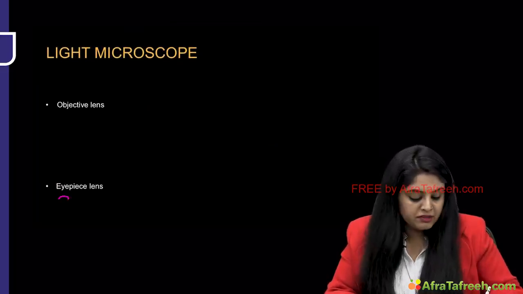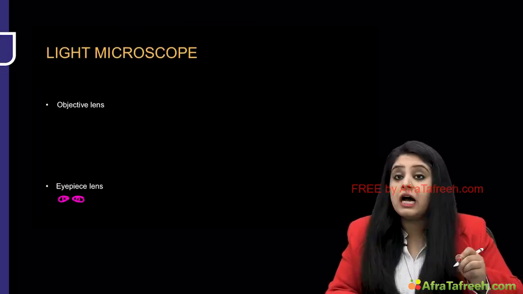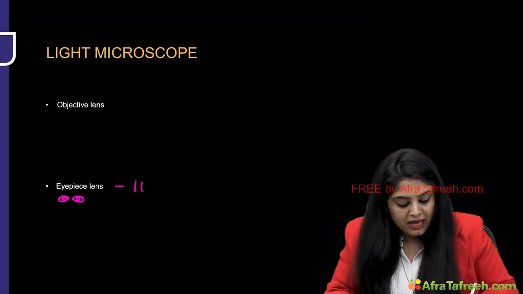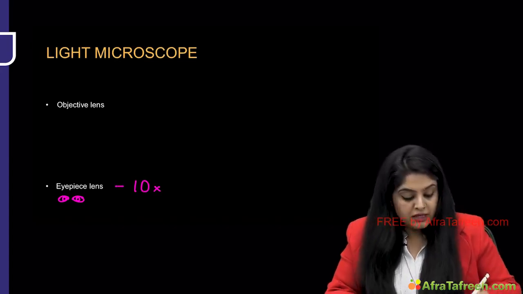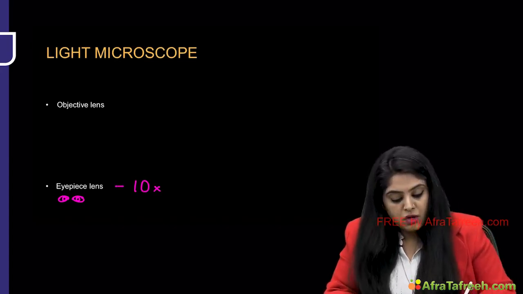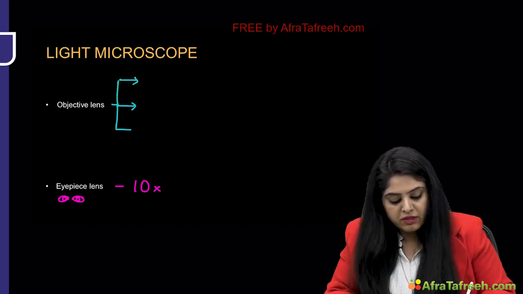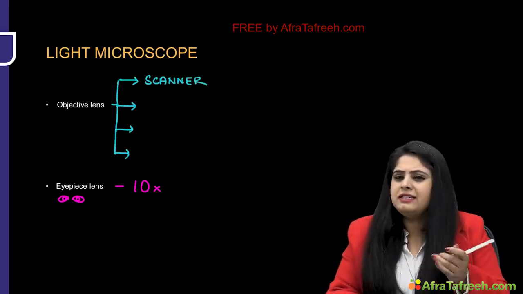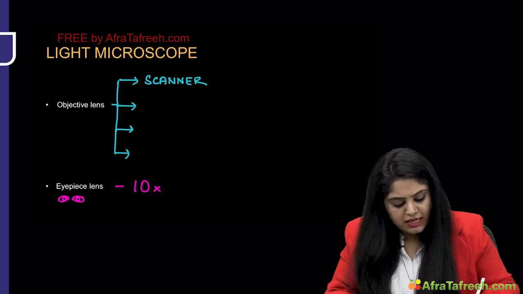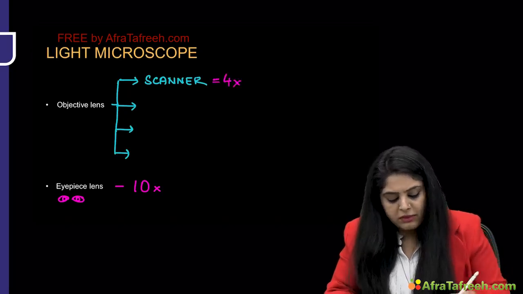Objective and eyepiece. Eyepiece is the one that is obviously going to be where my eyes are. That gives me a magnification of 10 times. Whereas what does an objective lens do? Objective lenses, I told you that I could see 4 objective lenses. So let me write those 4 down. The smallest one is only for scanning. A little bit of magnification it will give me, and that magnification is 4 times.